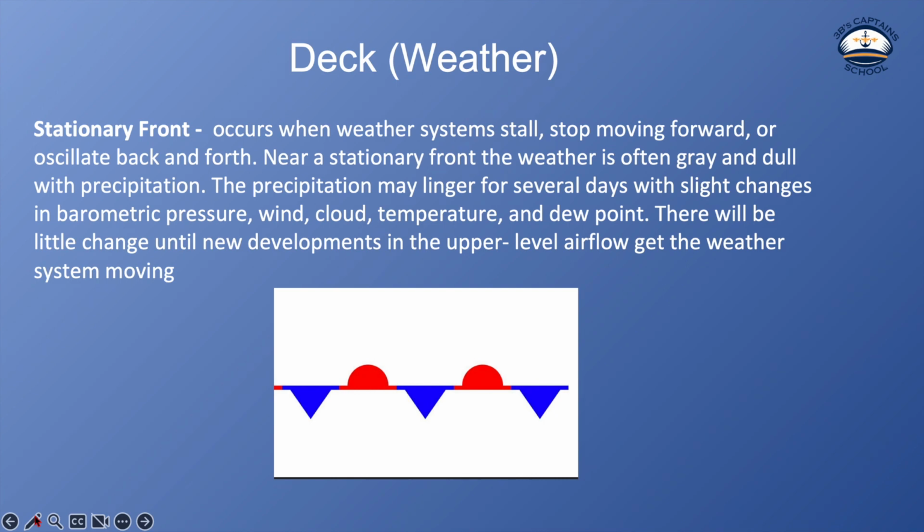A stationary front occurs when weather systems stop moving forward, or oscillate back and forth. Near a stationary front, the weather is often gray and dull with precipitation. The precipitation may linger for several days with slight changes in the barometric pressure, wind, cloud, temperature, and dew point. There will be little change and few new developments in the upper level airflow to get the weather system moving. And this is the symbol for a stationary front. You can see it takes characteristics of both the cold and warm fronts.